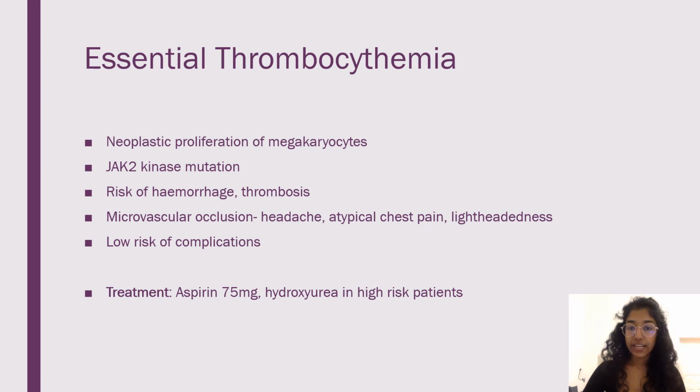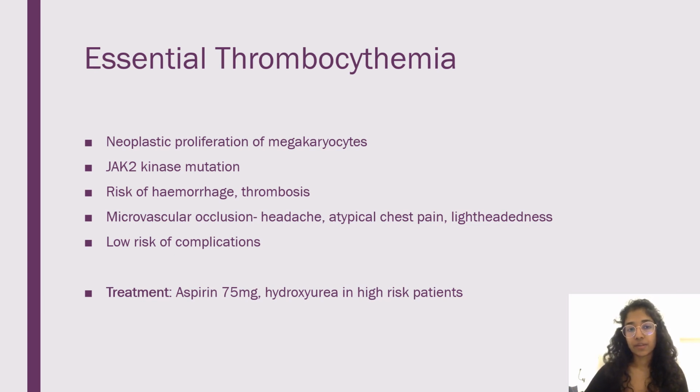The next category of disease that will be mentioned under myeloproliferative disorders is essential thrombocythemia. This was again a neoplastic proliferation of all the myeloid cells, but particularly of megakaryocytes. This typically involves a JAK2 kinase mutation similar to polycythemia vera, but as a result of the dysfunction of platelets, it will lead to an increase in the risk of hemorrhage and thrombosis.